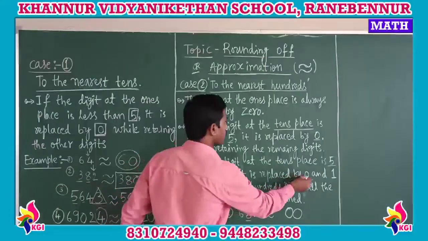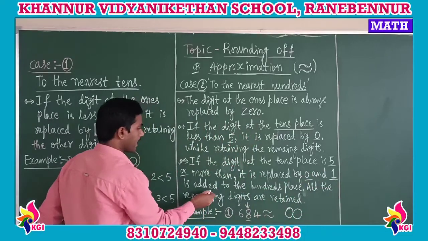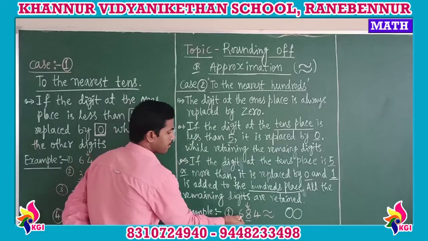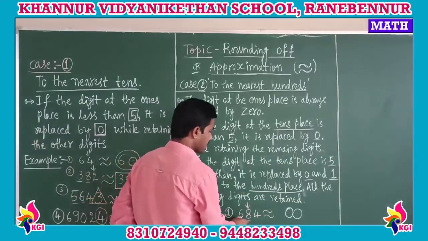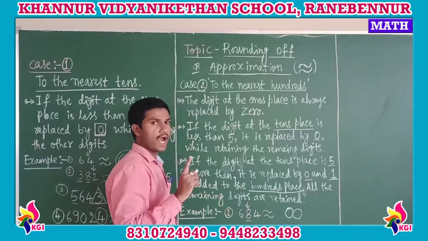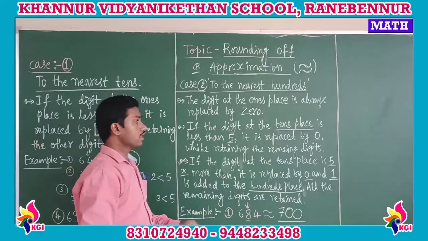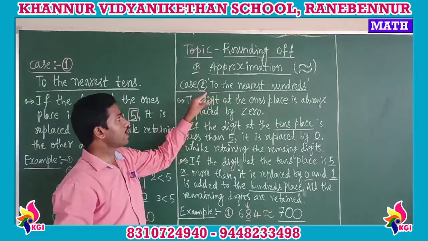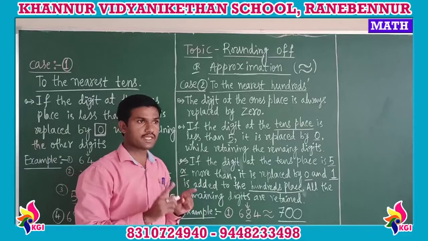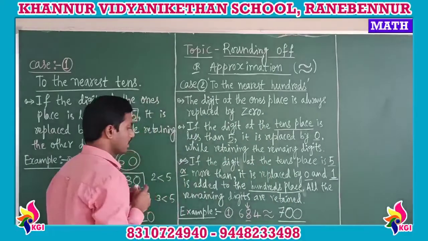Then 1 is added to the hundreds place. What number is there in the hundreds place here? 6 is there in the hundreds place. To that 6, add 1. 6 plus 1 is 7. So 700 is the nearest hundreds to the given 684. 684 is nearest to 700. Understood? Yes, my dear kids.